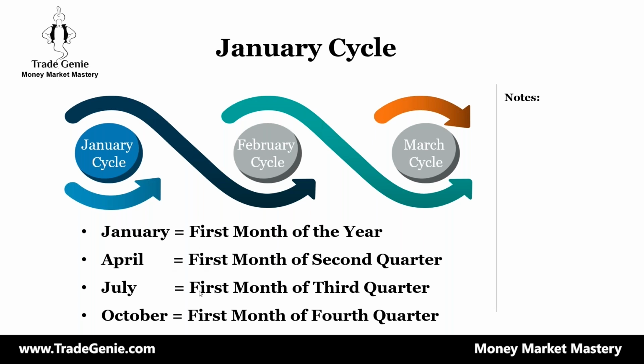The first month of the second quarter is April. The second quarter is April, May, June. April is the first month, so they assign April. July is the first month of the third quarter, so it's July, August, September. July is the first month, they assign July. And then October is the first month of the fourth quarter. So October, November, December, October is the first.